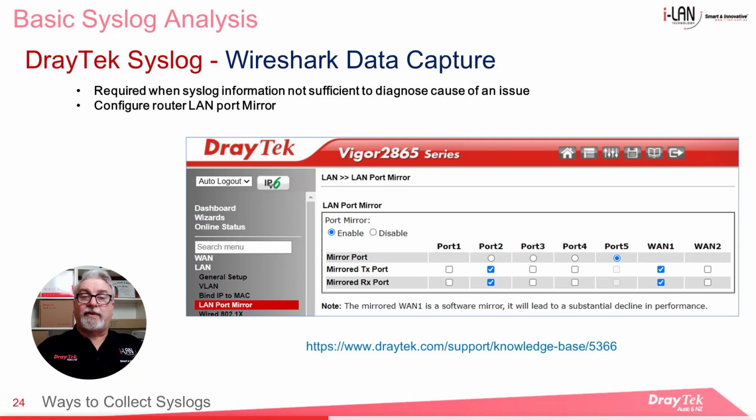In the diagram here, we've set up LAN port 5 to capture all the data from LAN port 2 and WAN 1. The PC running Wireshark will be connected to LAN port 5. There's an application note which provides more details. I'll include a link below to that as well.